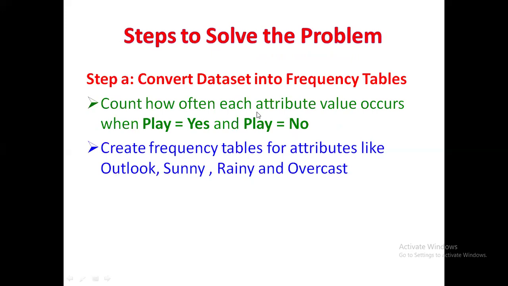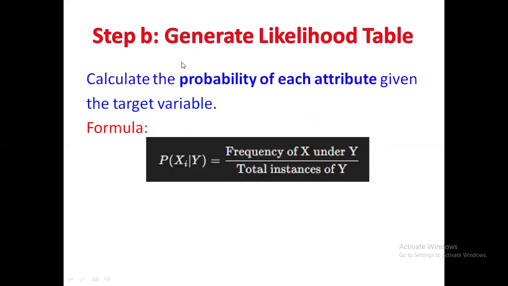In this case, we have to convert the whole data set into a frequency table, counting how often each attribute value occurs when play is equal to yes or play is equal to no. We create the frequency table for the outlook attribute: sunny, rainy, and overcast. Then we generate the likelihood table and find the probability of each attribute. The generalized formula is: probability of xi given y is equal to the frequency of x under y divided by the total instances of y.